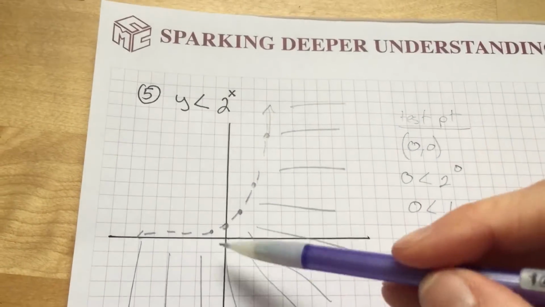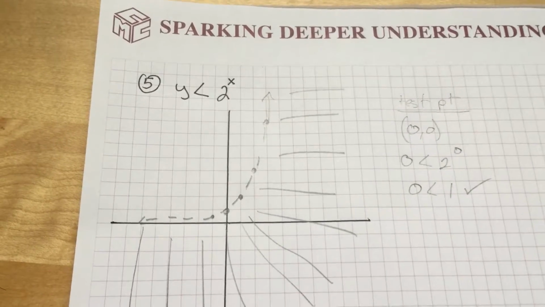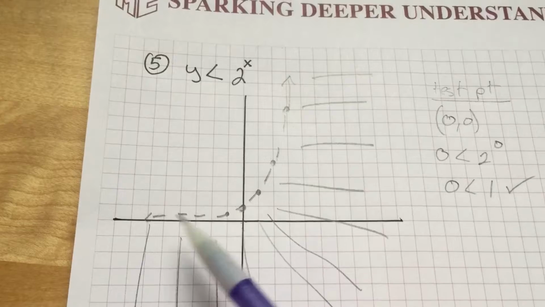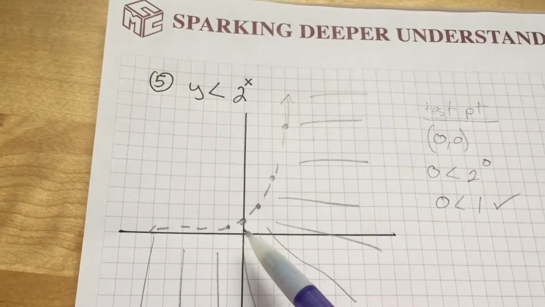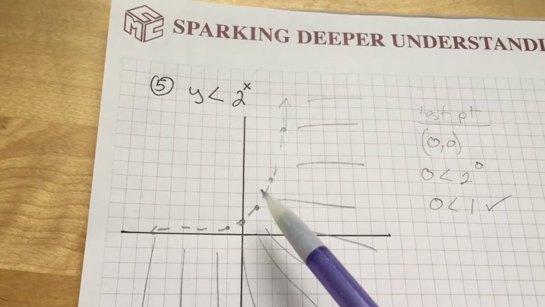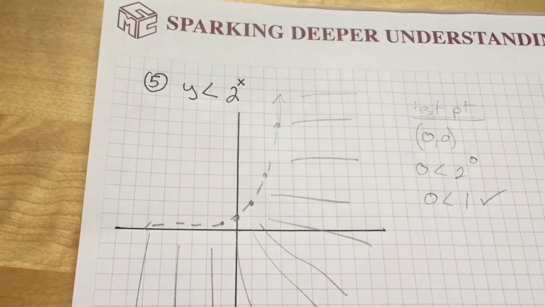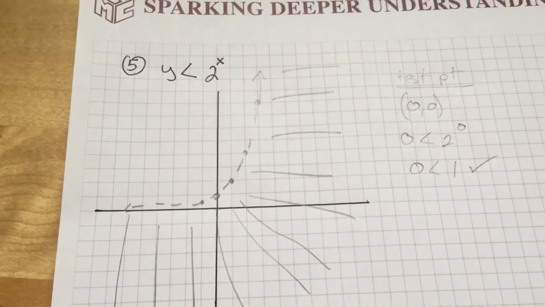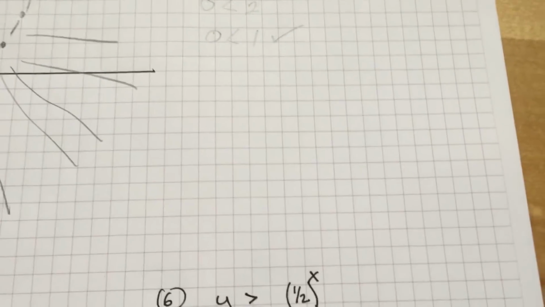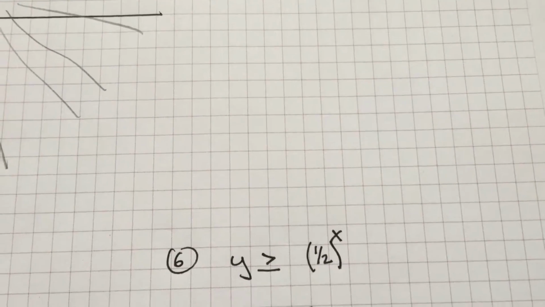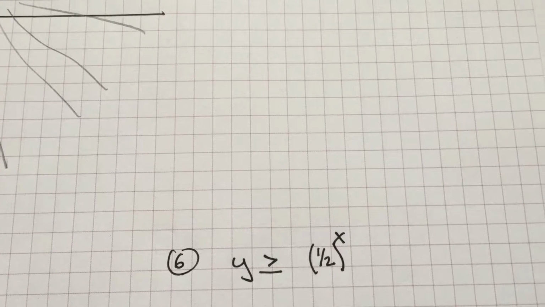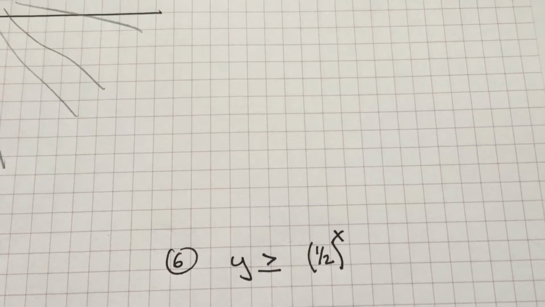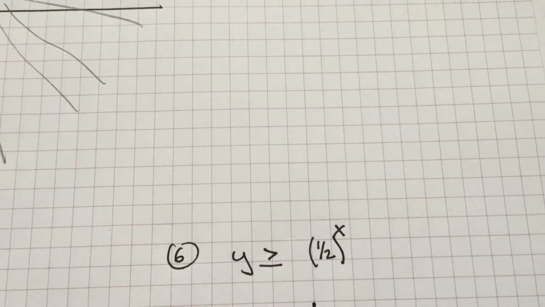Again, we could have tested any point along the way and seen if that is a true statement. We can test the point and make sure that anything on your graph is not going to be a solution. All right, so let's try one more inequality with exponentials. So I'll come down here. Last problem: y is greater than or equal to (1/2) to the power of x. Why don't you go ahead and pause the video and see if you get this correct.